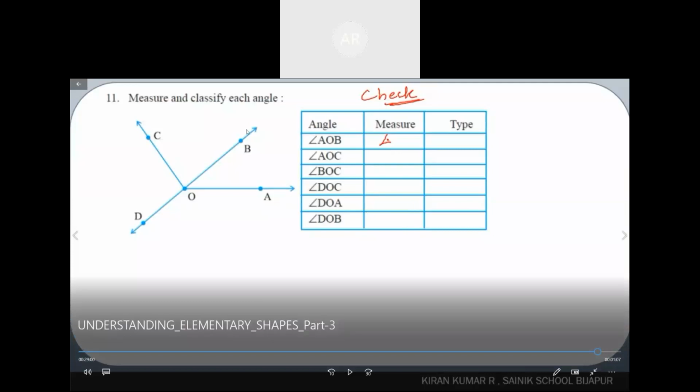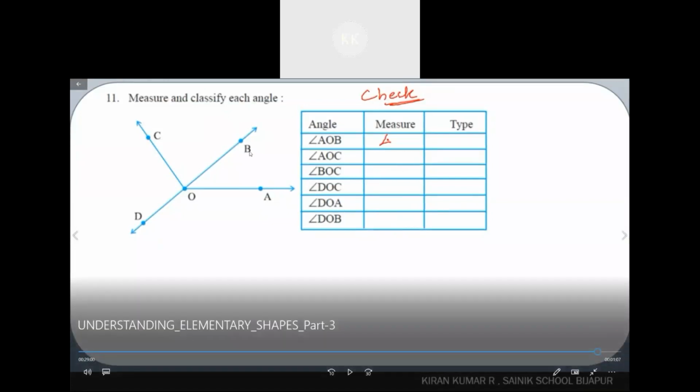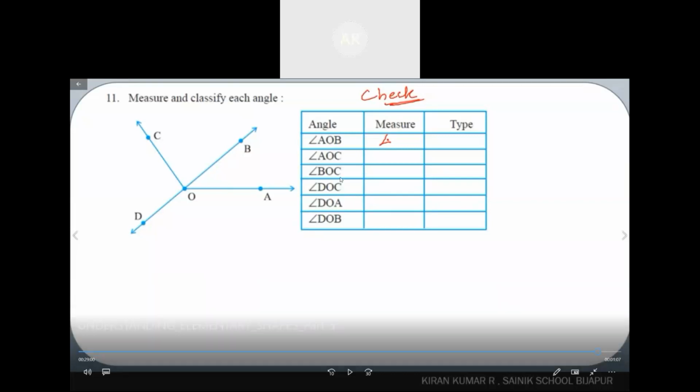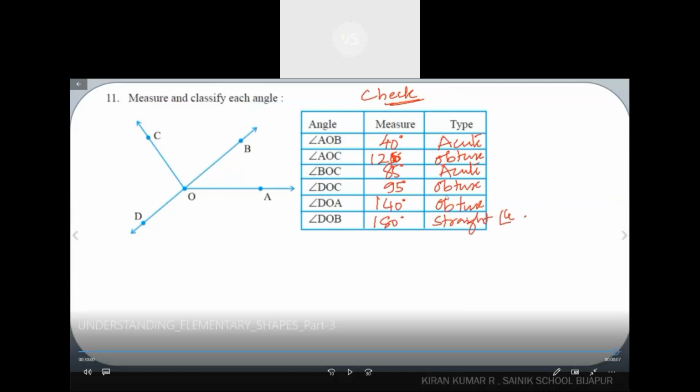Here there is a question. Measure and classify each angle. You have to measure the angle AOP. It will be less than 90 degrees. The type of the angle is acute angle. Measure the angle AOC. It will be more than 90 degrees. Obtuse angle. Angle BOC. It is acute. Angle DOC is again acute. Angle DOA. It is obtuse.